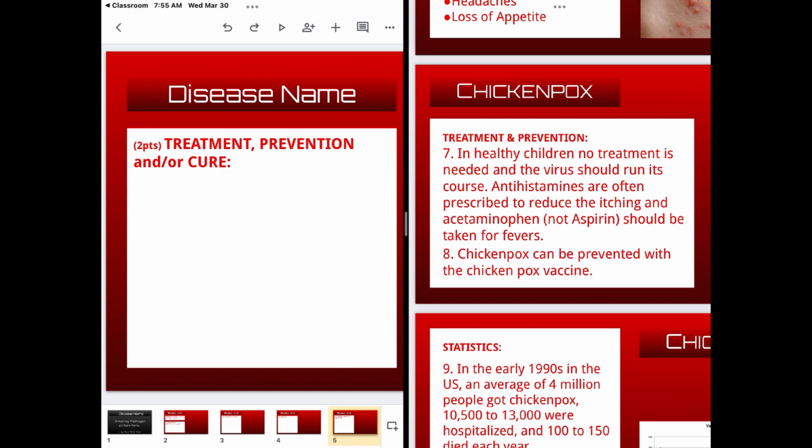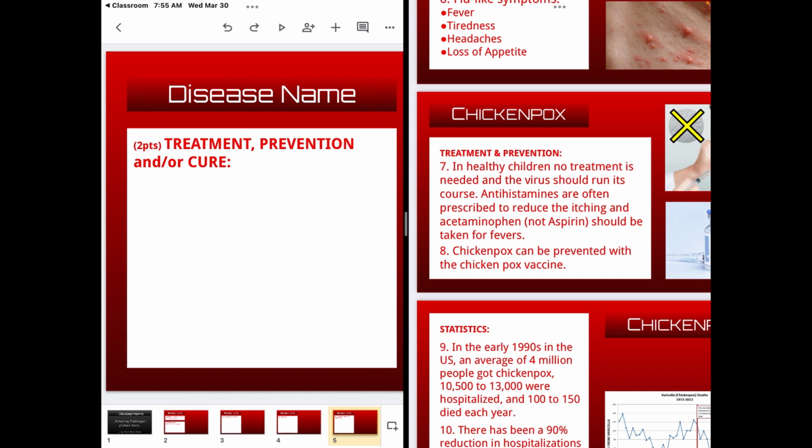So chickenpox, we can treat the symptoms, and we can prevent chickenpox ahead of time with a vaccine that wasn't available when I was a kid. But since I didn't have cure here, and anybody studying a virus, there isn't a cure, something we can magically give you to make you instantly better, like there are for many bacterial diseases.